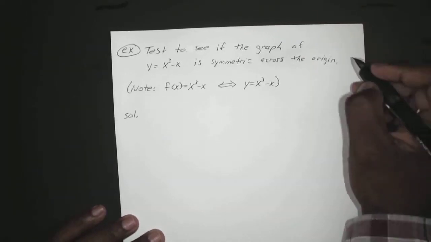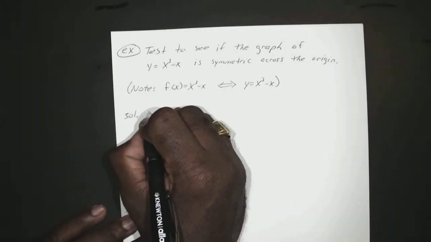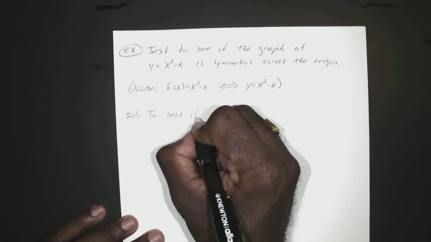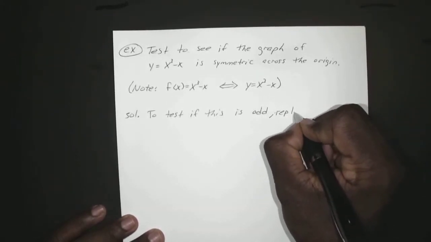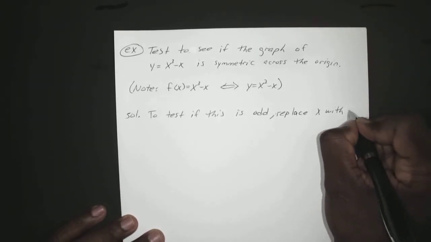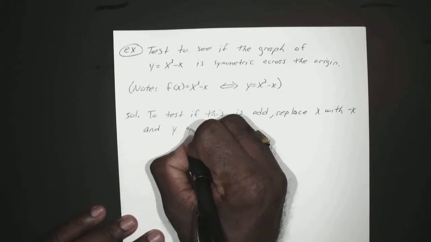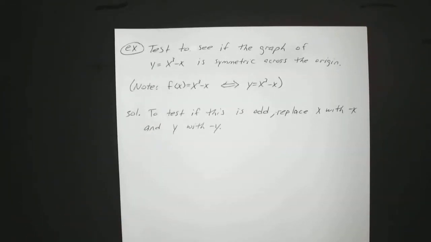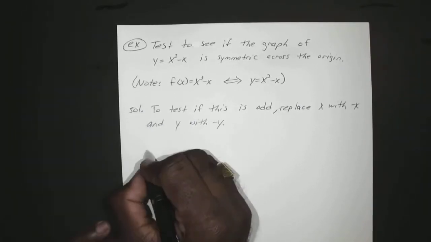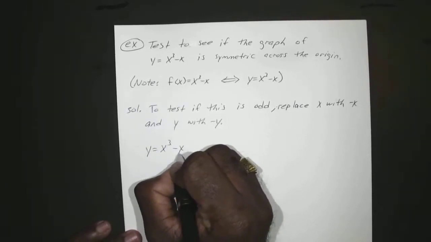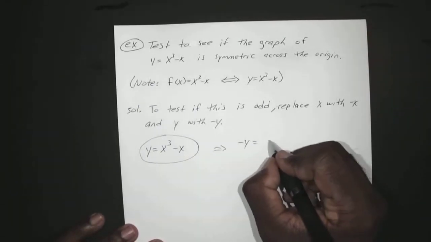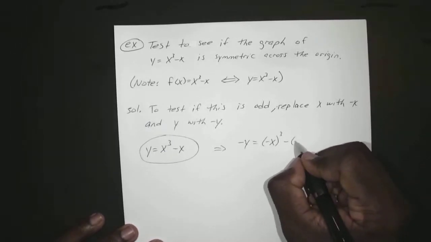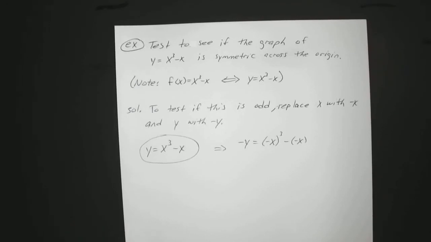Origin or odd function, same thing. Okay, so remember to test if this is odd, you're going to replace x with negative x and y with negative y. We started off with y equals x to the third minus x. So now we have negative y equals negative x cubed minus negative x. All we did was replace the y with negative y and x's with negative x's.